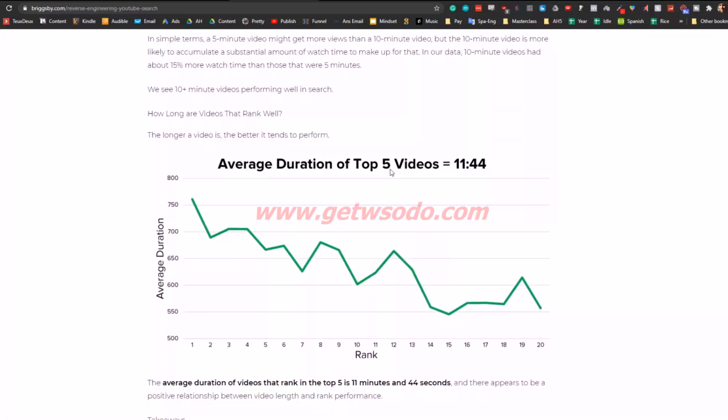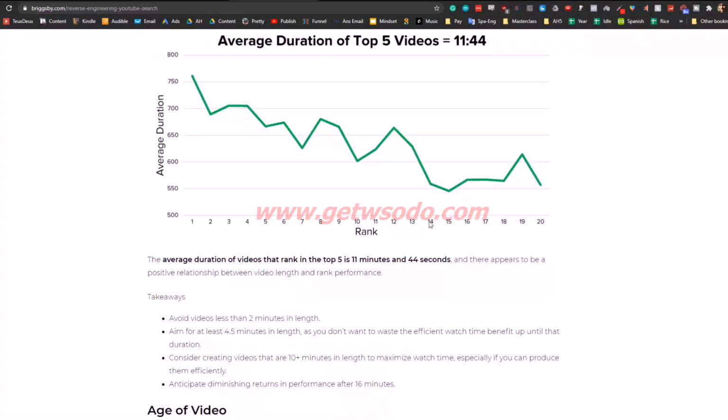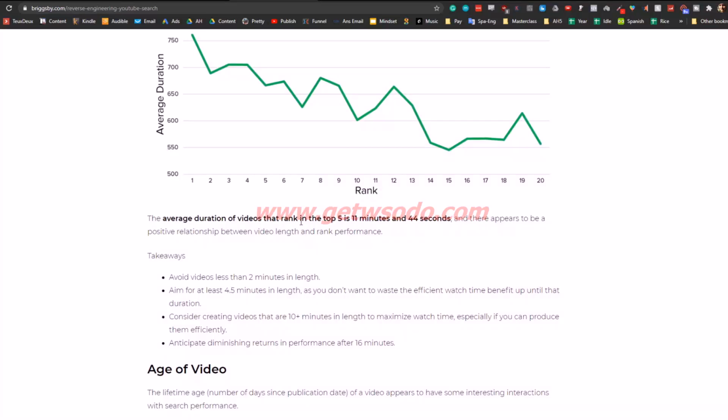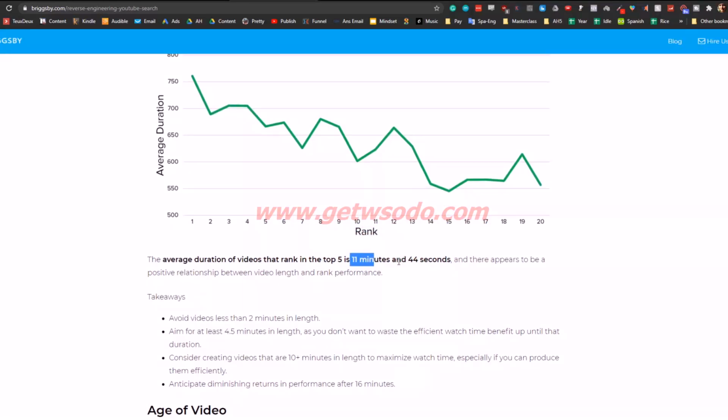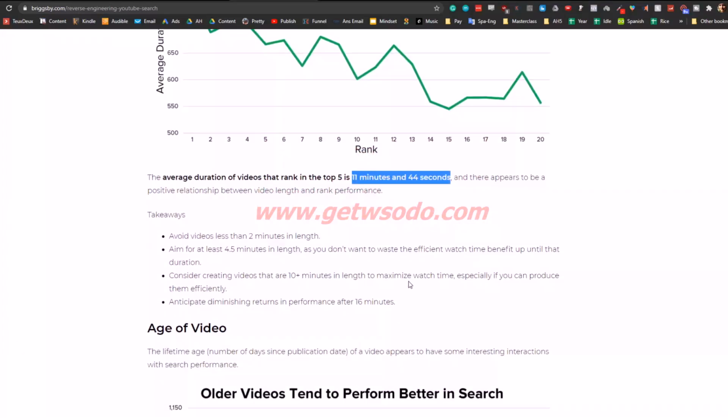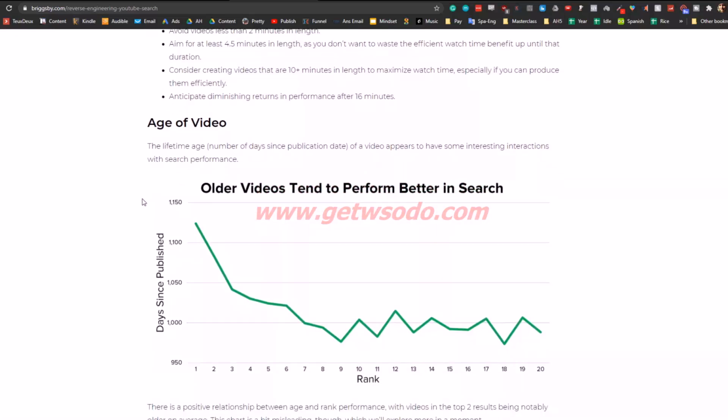Average duration of top 5 videos. Here we go. In the top 5 is 11 minutes and 44 seconds. So you can see that the top performing videos, if you want to rank for search, are 11 minutes, basically 12 minutes right here. That is the average duration of videos that rank in the top 5. So that's something to keep in mind as well.